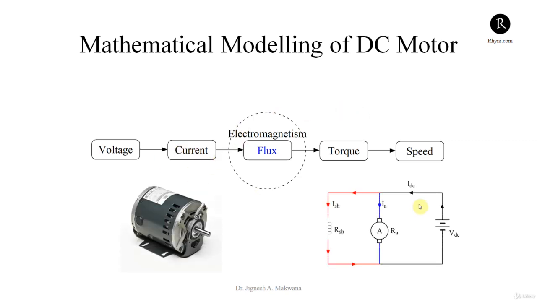So we will use the simple circuit diagram of the DC shunt motor. When we supply the voltage, the current will flow through the armature winding, and it is a shunt motor, so the shunt field winding is connected in parallel to the armature, so the same voltage is supplied and ISH current will flow through the shunt winding.